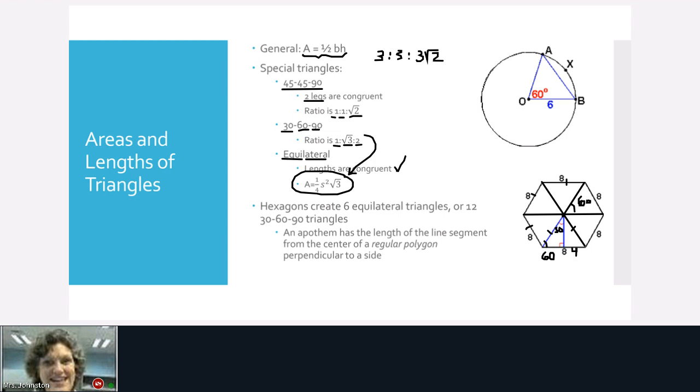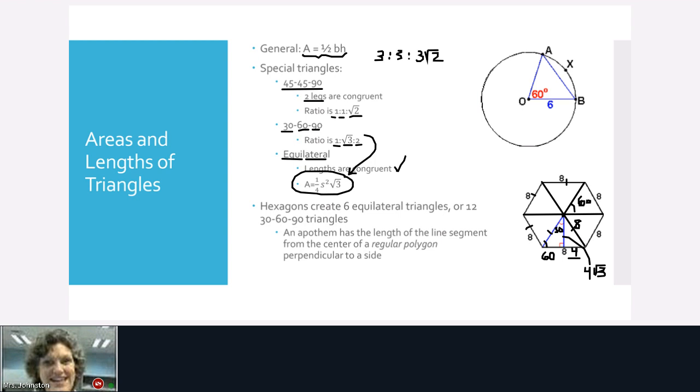And since we know the short side is 4, and the long side of each of these 30, 60, 90 triangles is 8, then according to our ratio for 30, 60, 90 triangles, the longer side, or in this case, the apothem, is 4 times the square root of 3, because of the ratio that we've already learned about 30, 60, 90 triangles.